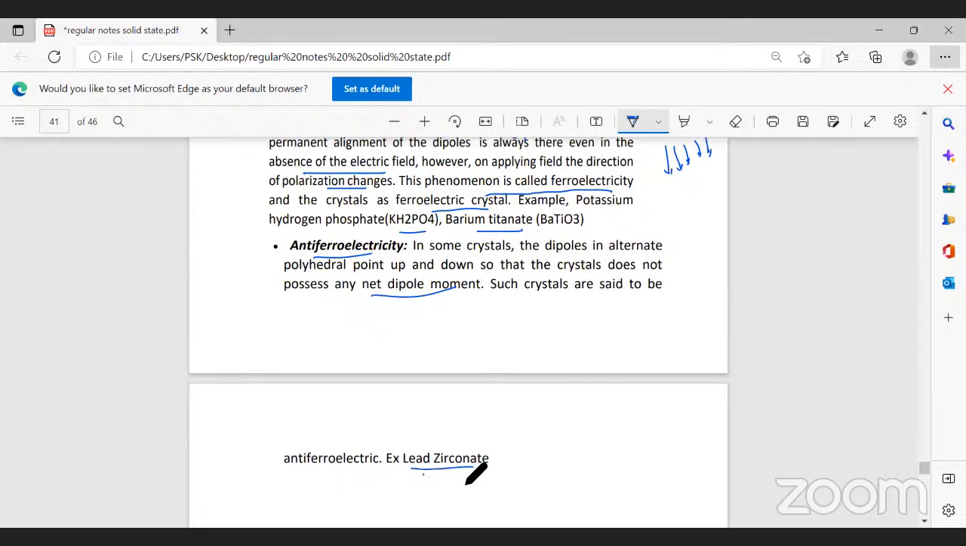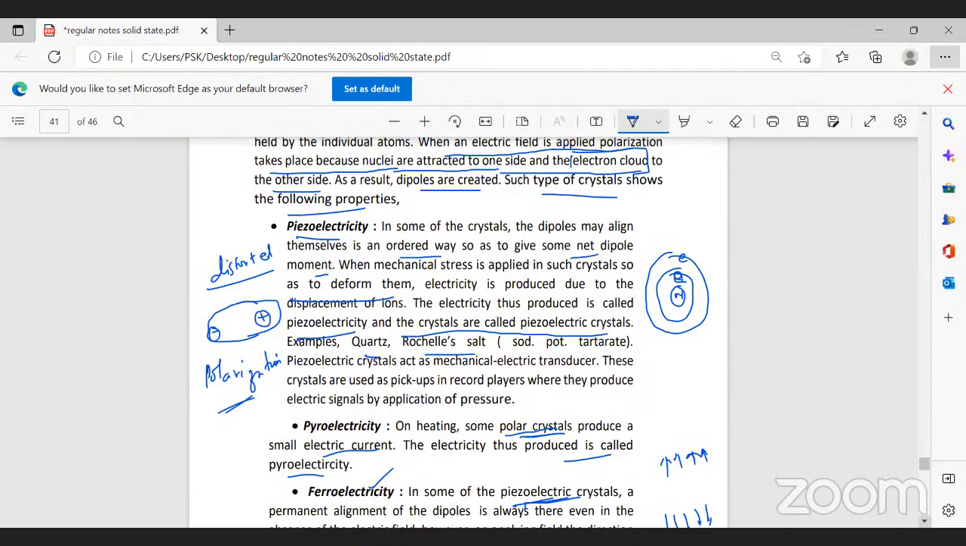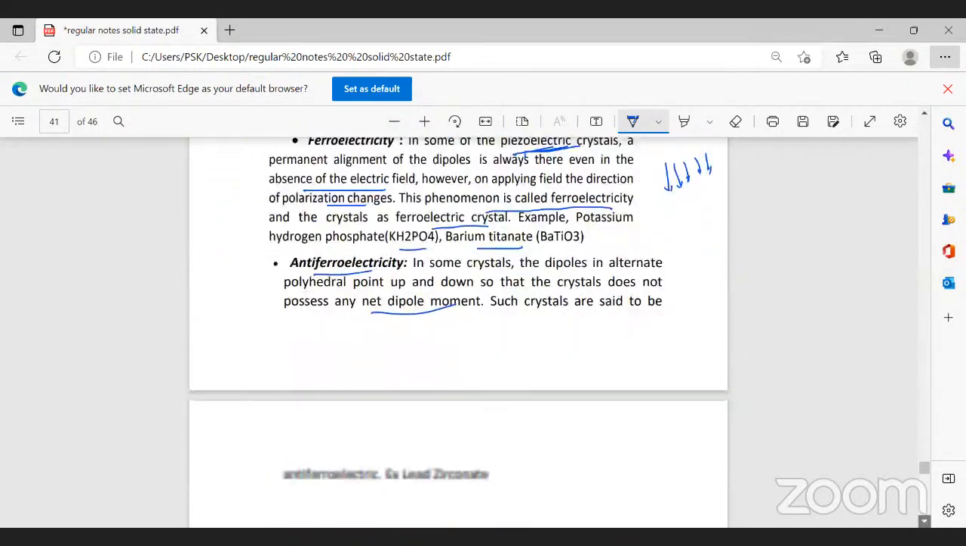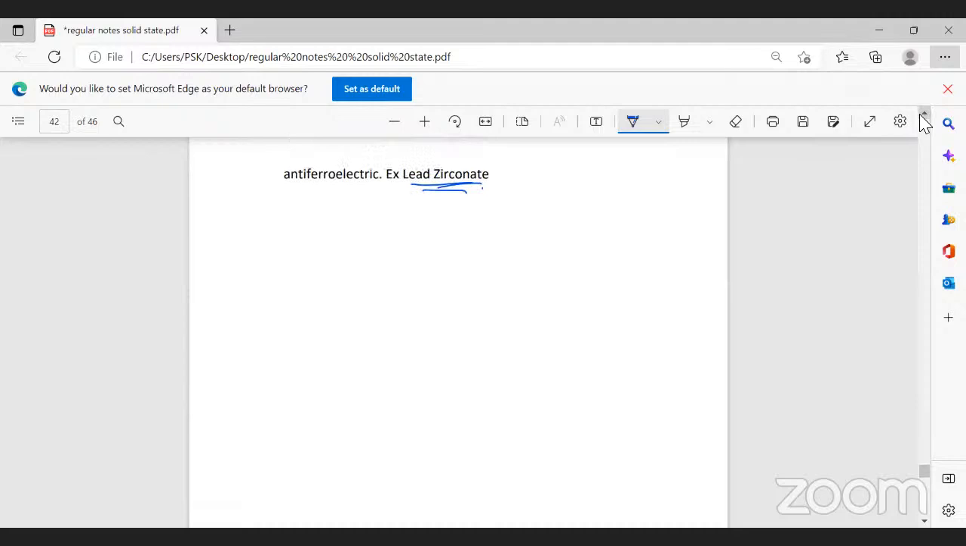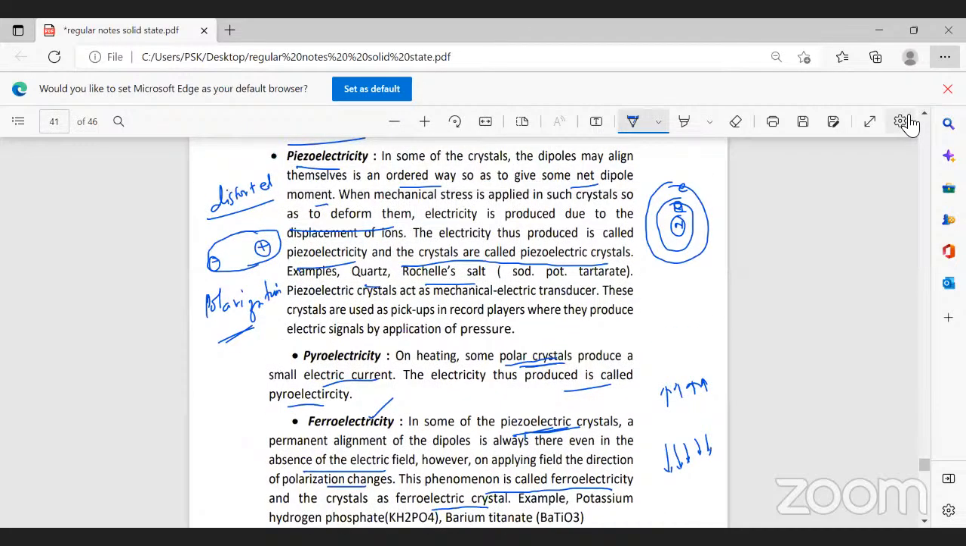Example, lead zirconate. Lead zirconate. So just go through this material. The topic is done. We need to work out some MCQs. Possibly we'll work out in the next class. Any clarification? Piezoelectric material examples you should remember. Pyroelectric, likewise ferroelectric material. You should remember some of the examples.